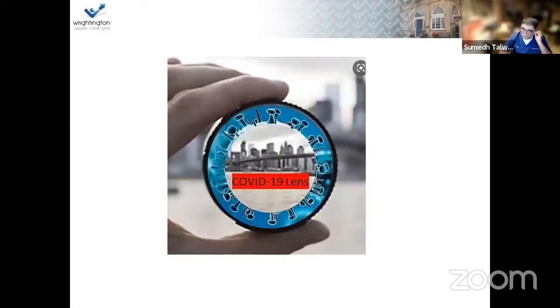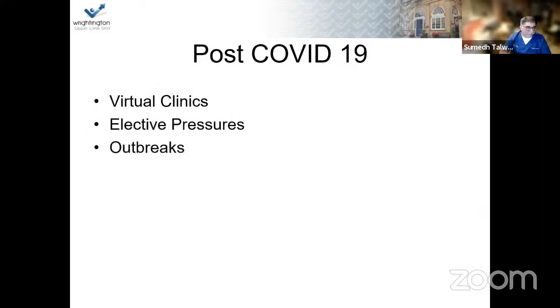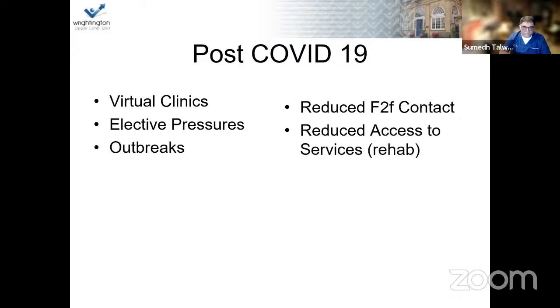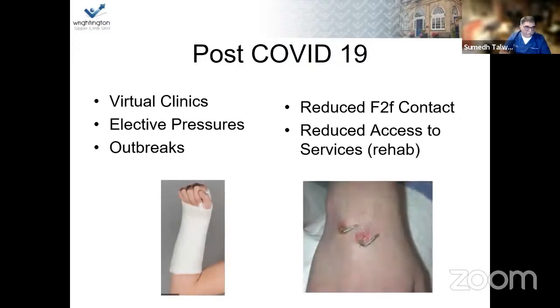We also have to now look at how we treat patients post-COVID, so through a COVID lens. Things have changed. There are national guidelines, minimum percentages, virtual clinics, huge elective pressures. There's always the chance of an outbreak. We've got problems with reduced face-to-face contact and reduced access to services. So when you look at something which is resource hungry in terms of clinic attendances, with distal radial fractures or with K-wires, things become a bit of a problem.